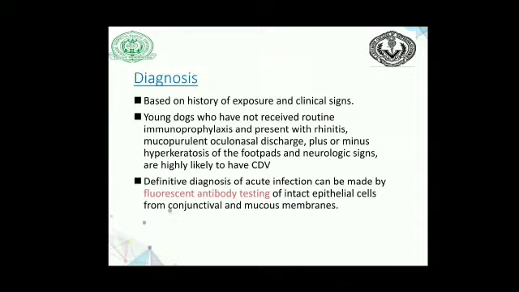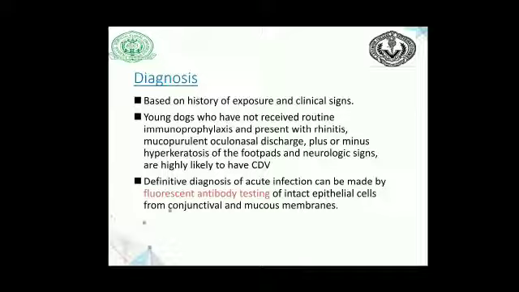Now, diagnosis. How to diagnose a case of canine distemper? The first thing to be done is taking history from the owner of the dog, such as a history of immunization or any contact with infected dogs. Young dogs who have not received routine immunoprophylaxis and present with rhinitis, mucopurulent oculonasal discharge, plus or minus hyperkeratosis of the foot pad and neurologic signs are highly likely to have canine distemper virus.